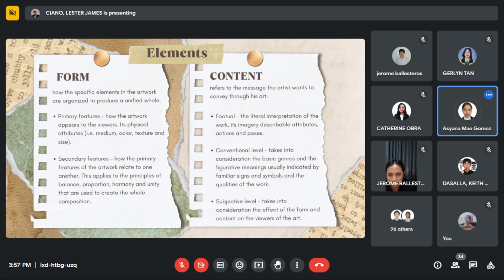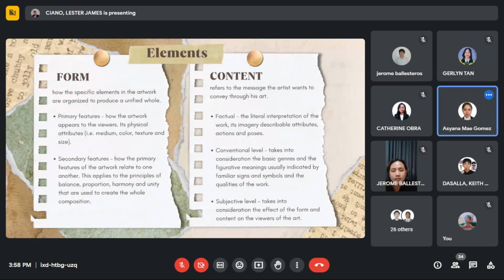And to continue the content of elements, which is the conventional level, it takes into consideration the basic genres and the figurative meanings usually indicated by familiar signs and symbols and the qualities of the work. Sometimes this content refers to an underlying meaning or the messages conveyed through the various elements present in a visual artwork. And these elements include the line, color, shape, texture, and composition, among others. Some artists utilize nila yung elements na to communicate ideas, emotion, or the narrative to the viewers.